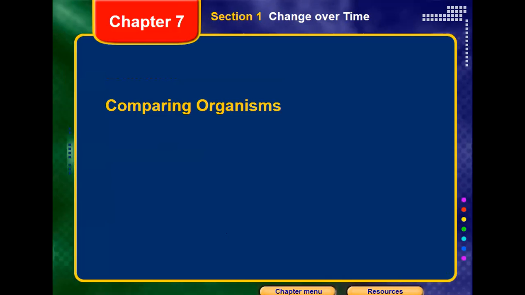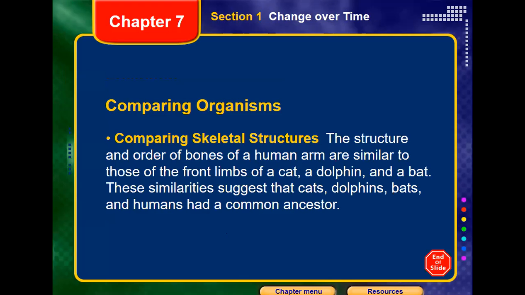Okay, so here we pass to comparing organisms: how do we compare living organisms to each other? We could compare the skeletal structure, the structure and the order of bones. The human arms are similar to those in the front limbs of cats, dolphins, and bats. All of them, although they have different uses of the upper limb or front limb, still have the same structure: one bone in the arm, two bones after the elbow, and five fingers in the hand, and so on. So that's how you can find this structure in the human, in the cat, in the dolphin, even the bat.